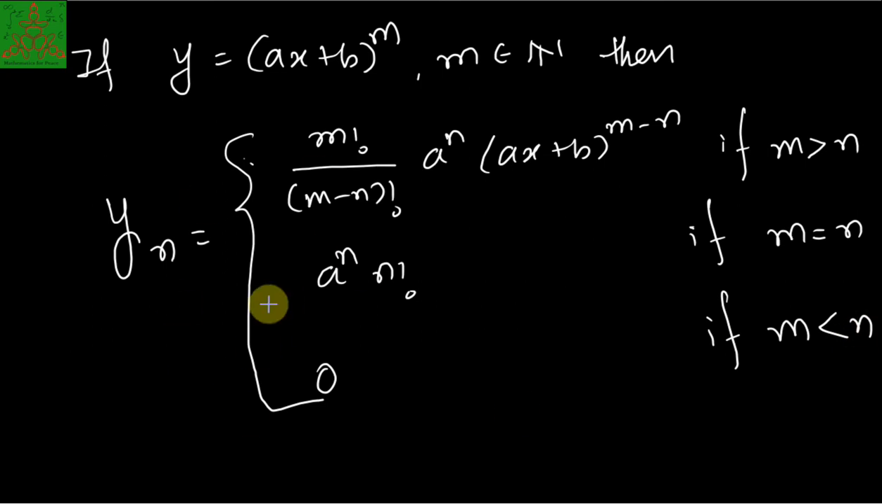This is the first thing we can conclude, that the nth derivative of such a function looks like this if n is a positive integer. Now from this we can also derive two more formulas.